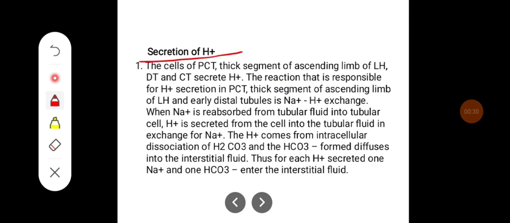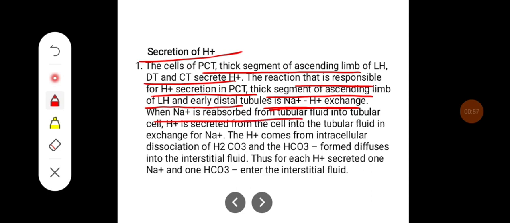Secretion of H+ ions. The cells of the PCT, thick ascending segment of the loop of Henle, distal tubule and collecting duct secrete H+ ions. The reaction responsible for H+ secretion in the PCT, thick ascending segment of the ascending limb of the loop of Henle and early distal tubule is sodium-hydrogen exchange. When sodium is reabsorbed from tubular fluid into the tubular cell, H+ is secreted from the cell into the tubular fluid in exchange for sodium.